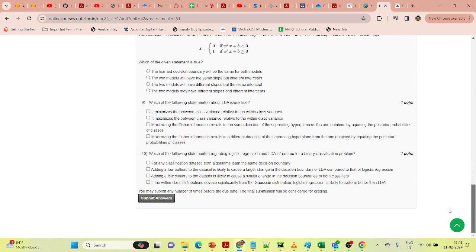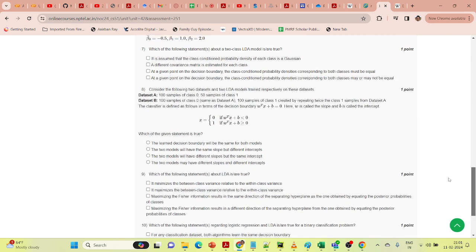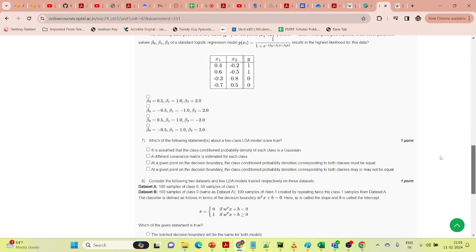These are doable. LDA, I have not taught that as well.